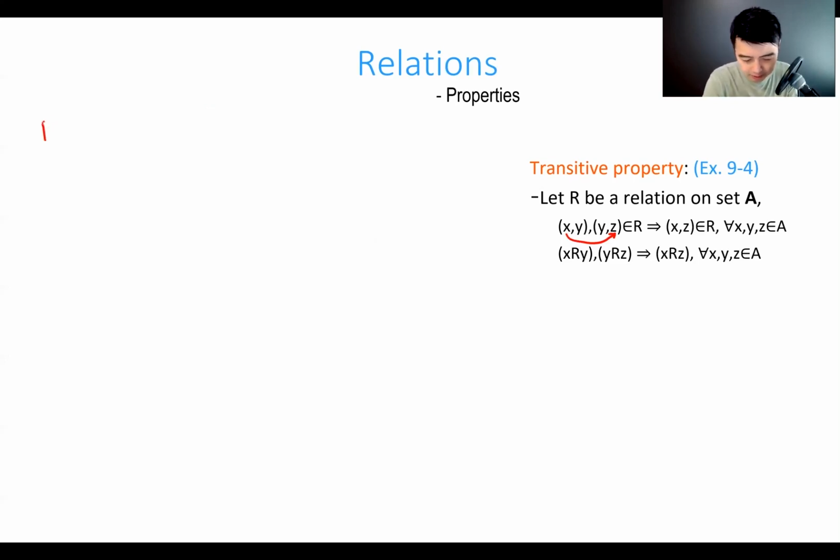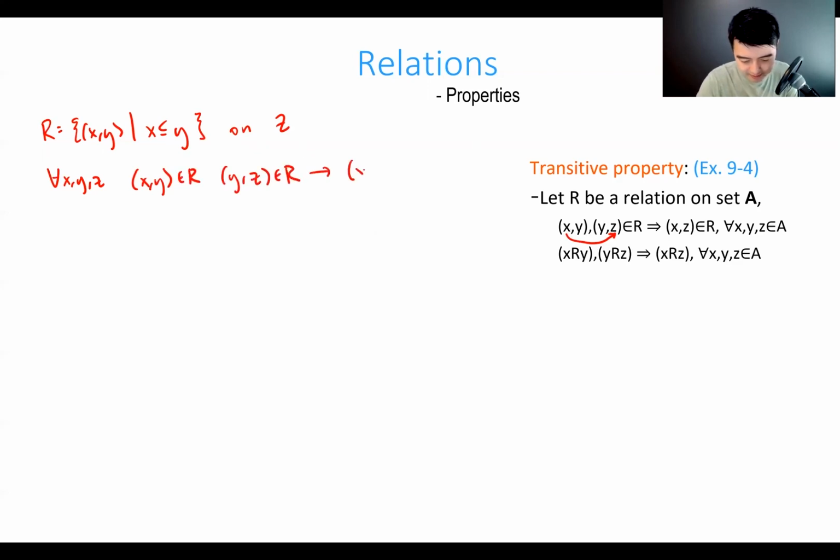So what about the relation R of (x, y) such that x is less than or equal to y, on the set Z? Is this transitive? Let's plug it into our equation: for all x, y, and z, if x is related to y and y is related to z, then x is related to z. Is that a true statement? I think it is, because x less than or equal to y, which is less than or equal to z, will guarantee that x is less than or equal to z. So this is transitive.